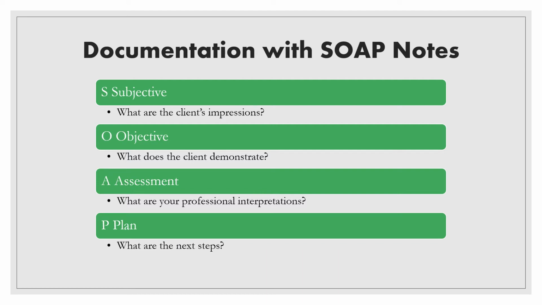So subjective is meant to capture what are the client's impressions? What does the client report to you that might be helpful for you to note and remember? O stands for objective. What are the things that are not just the client's report or statements, but that the person's actually demonstrating right in front of you? A stands for assessment. What are your professional interpretations? What are you analyzing and critiquing and coming up with as a potential takeaway from the conversation?